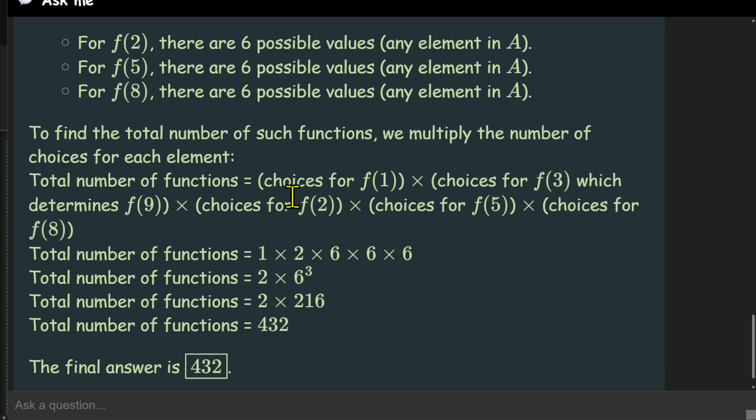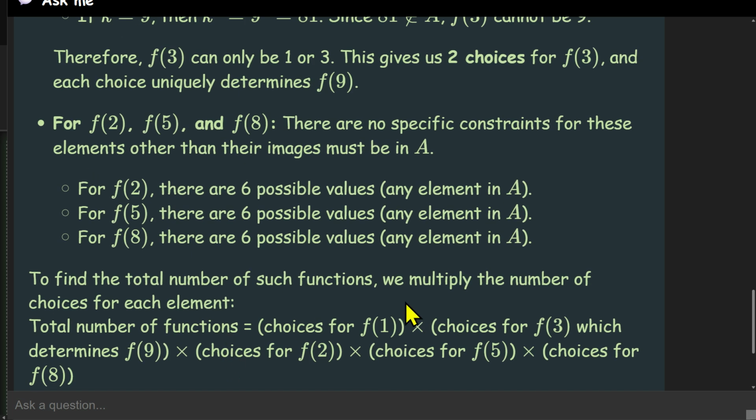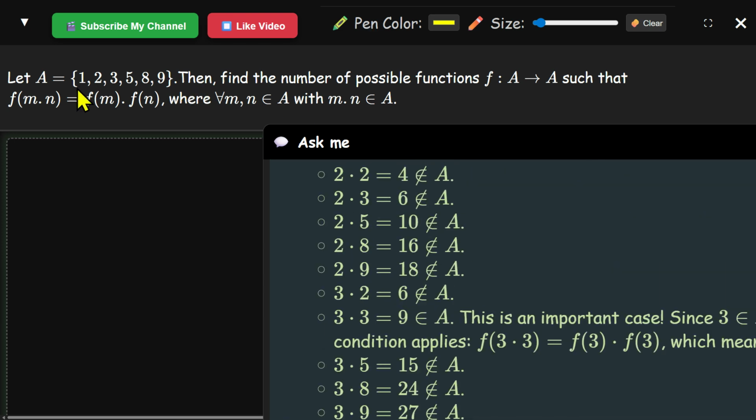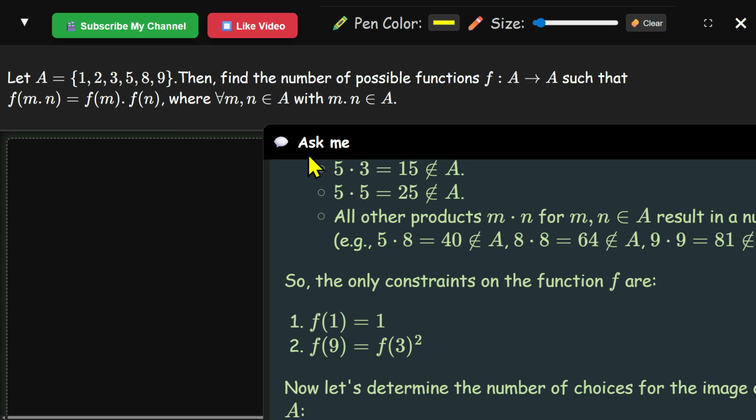सही है. To find the number of such functions, we multiply the number of choices of each element, मतलब choices for f(1) into choices for f(3), which determines f(9), into choices for f(2), f(5), f(8). देखो 1 into 2 into 6 into 6 into 6 हो गया, 2 into 216, that 432 is the final answer. आपको जो चॉइस निकालना है किसके लिए निकालना है, f(1) और f(3) के लिए, क्योंकि कंडीशन के हिसाब से. बाकी के लिए तो चॉइसेस 6 रहेंगे, है ना.